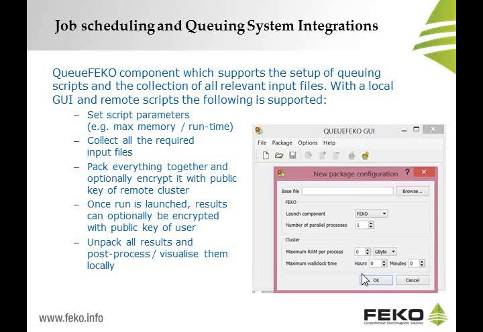QFEKO will take over that task and find any dependencies of include files that are required, and pack all of them together in an archive. Optionally, it even allows encrypting this archive with a public key of the cluster, transfers it to the cluster, and sets up the queuing system script with the parameters defined in the GUI. Once the run is finished, the script running on the cluster can again package all the results together using a public key from the user, so that the results remain confidential and cannot be seen by anyone else, and convert them or transfer them back.